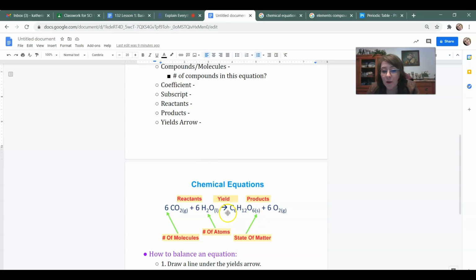So for this one, we have an arrow, and that just means the arrow separates the reactants from the products, or it separates the inputs. That's another word you might want to put down for reactant: input, and outputs are the products. So it just separates those. So those are the terms we're going to be using to balance a chemical equation.